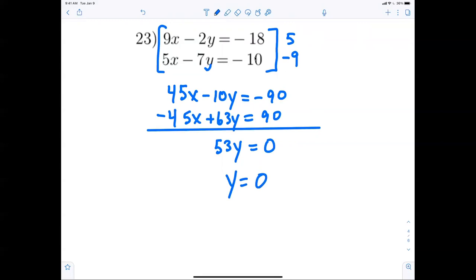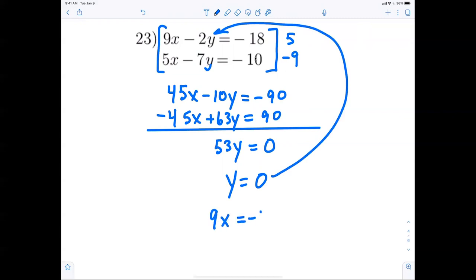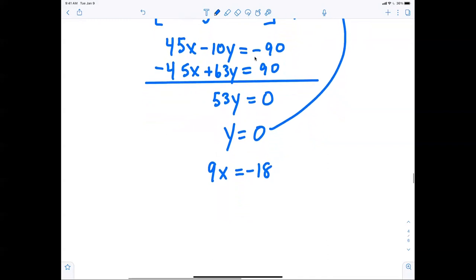Everybody else get 0? Listen, there are so many ways to do it. You don't have to tell me. I want you to do a better way. So plug 0 in. Everybody with me? And now what? X equals -2. Yes, -2, comma 0.